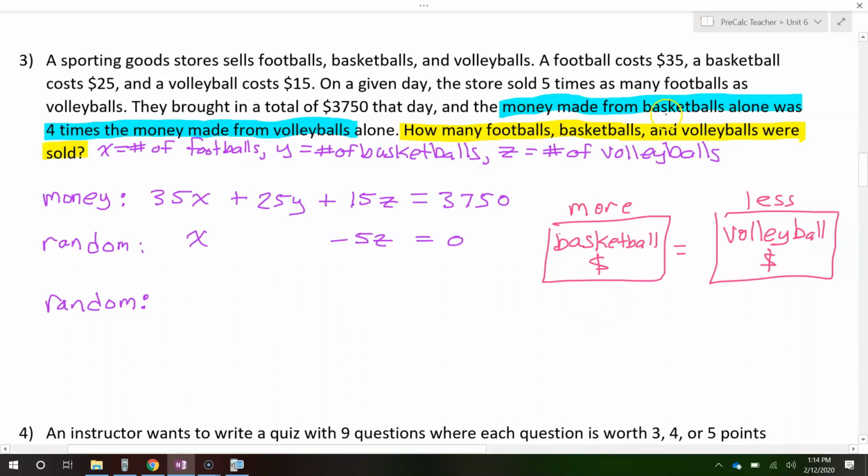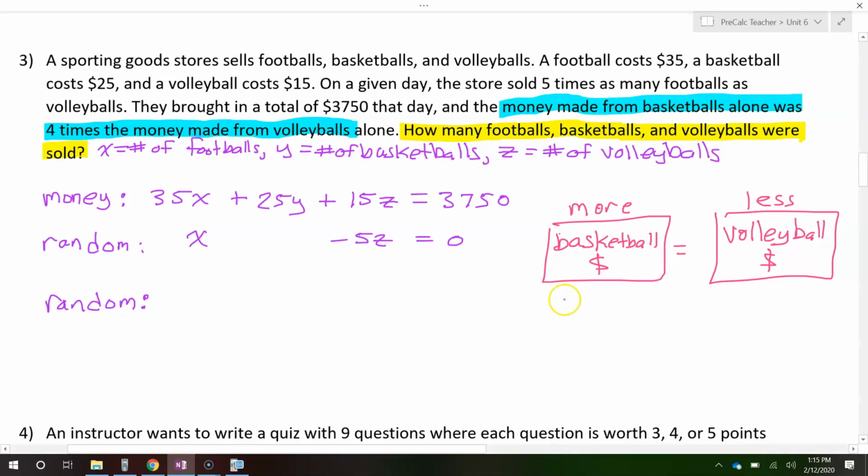Okay, because money made from basketballs is 4 times money made from volleyballs. I was thinking that it would be like 4 parentheses 25 is equal to just 15y. You're super close. I'm pleased with how close you are.